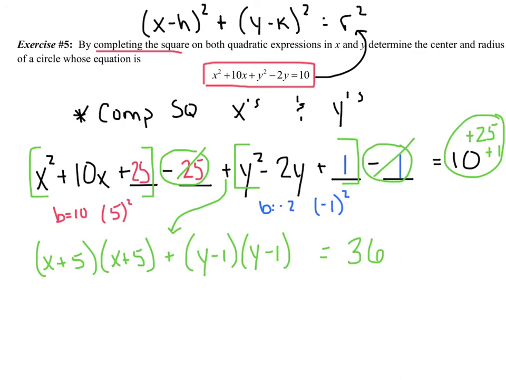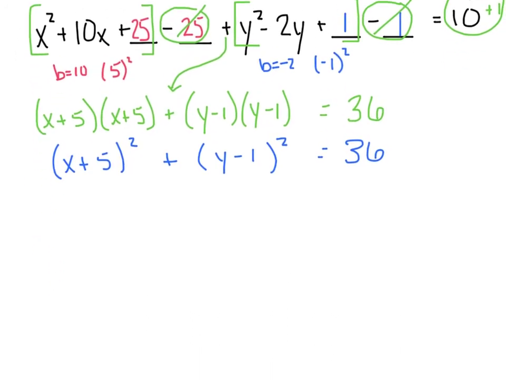Last but not least, let's condense. So I got x plus 5 quantity squared plus y minus 1 quantity squared equals 36. Ladies and gentlemen, it is time to celebrate. We have successfully rewritten this equation so that it's in standard form for a circle.